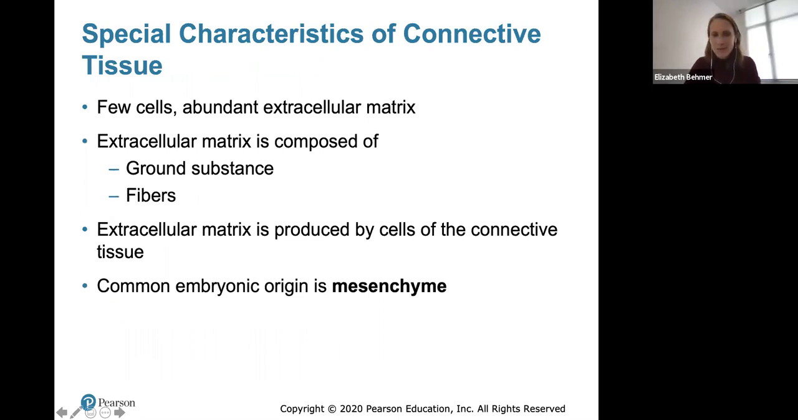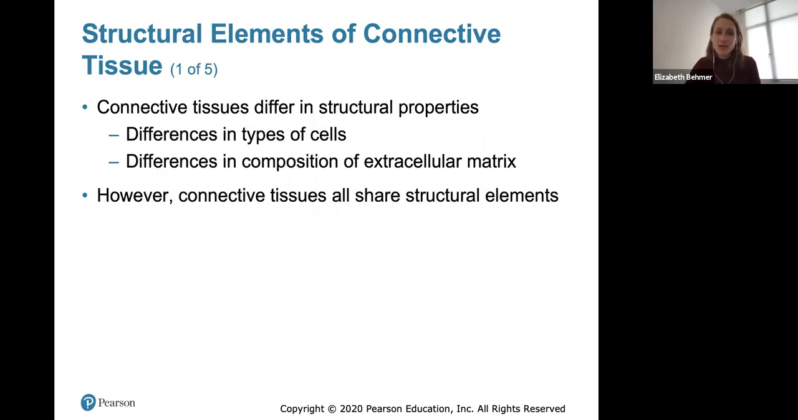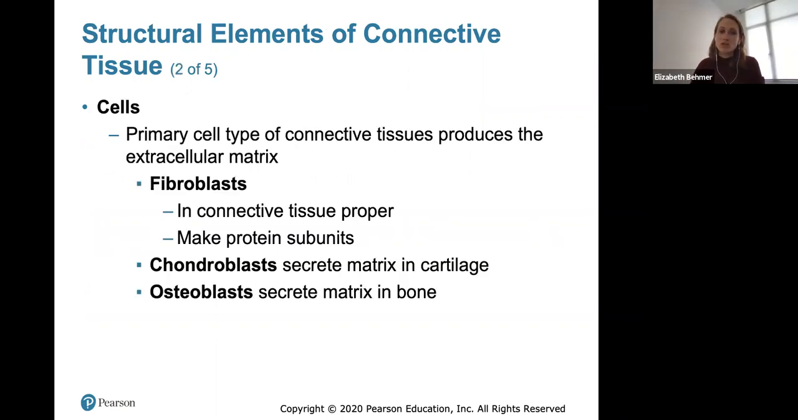Some characteristics of connective tissue: unlike epithelial tissue, which is what we just talked about, connective tissue does not have a lot of cells. We have a lot of extracellular matrix that's made up of ground substance and fibers. It's produced by the cells of the connective tissue. And there's a common embryonic origin, which is called mesenchyme, which will go on and differentiate into the different types of connective tissue. There are differences in the types of cells and differences in the composition of the extracellular matrix, but in general, connective tissues all share structural elements.